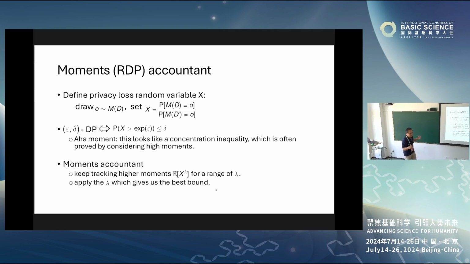This is just like any concentration inequality, and a concentration inequality is typically proved by considering higher moments of this random variable. So that's basically our aha moment. We said, okay, let's just keep track of higher moments of this privacy loss random variable. A priori, we don't know which moment to keep track of. Let's just track all of them, so let's do a range of lambda. Then let's accumulate this until the end, pick the lambda, and apply the Markov inequality to find the best lambda, which gives us the epsilon-delta.